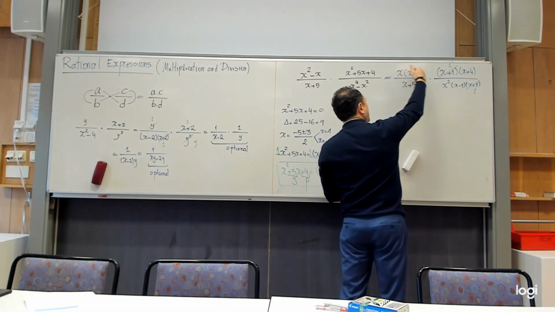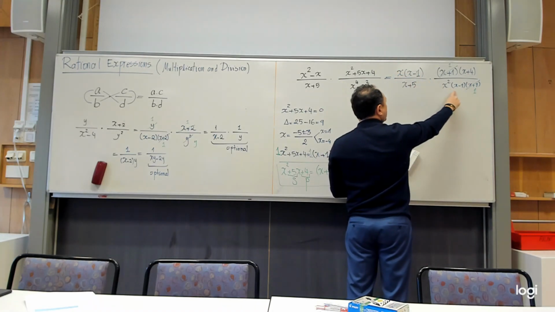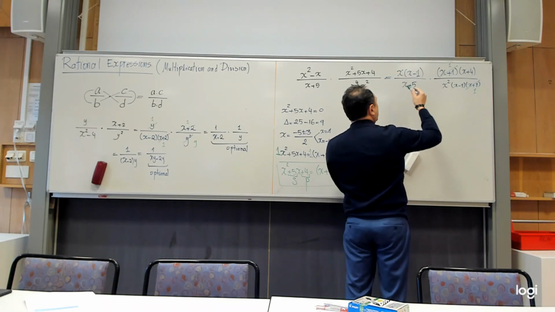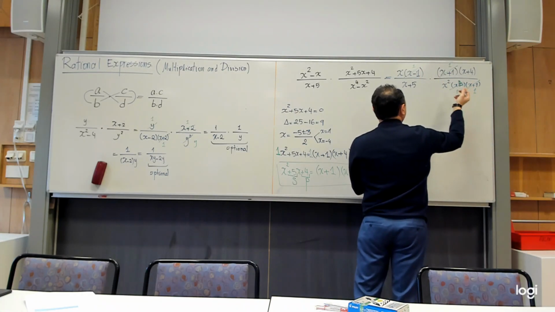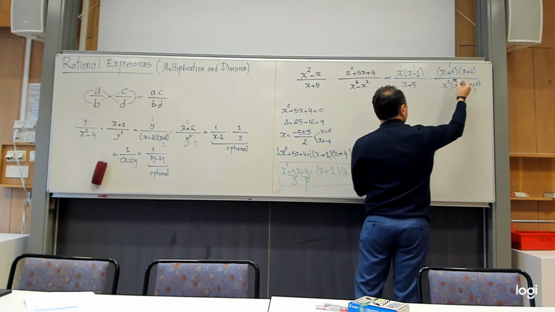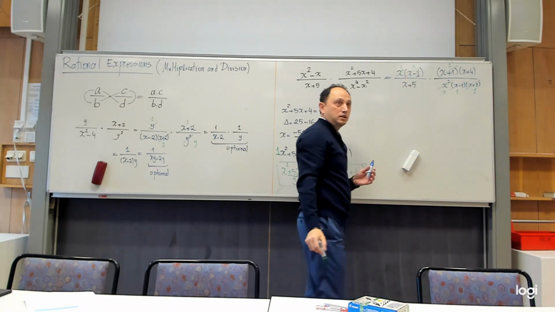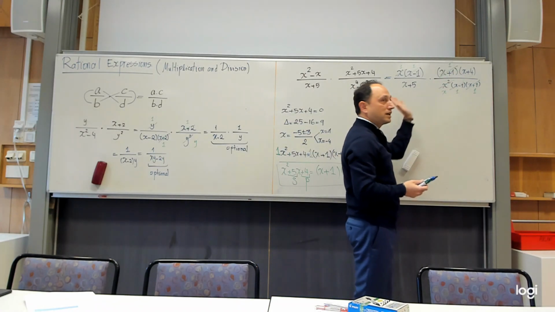From this cross-manner point of view, can I simplify something on top here with the bottom here? Yes. What are they? This one and that one. Even more, this one. And how many x's are left? One x. But can I simplify in this cross-manner way? No. So that's the only thing.